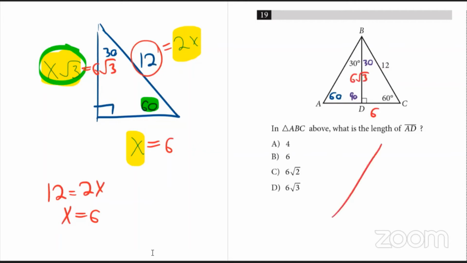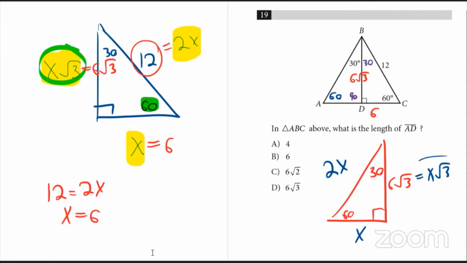And we can take that over to the triangle on the left. It's got 6 root 3 right here, 60, 90, 30. And once again, across from the 30 is x, across from the 90 is 2x, across from the 60 is x root 3.